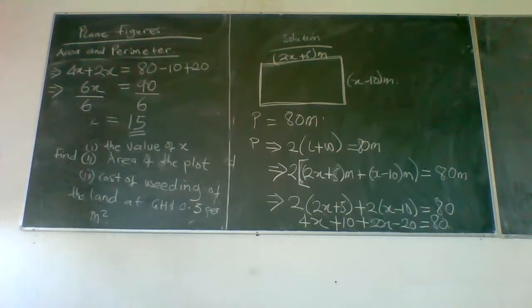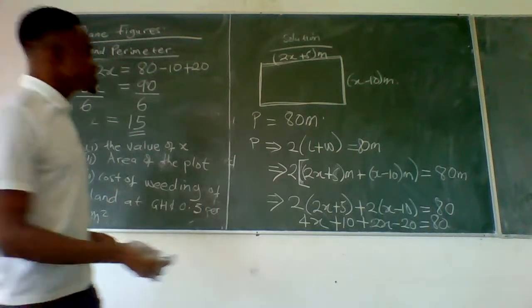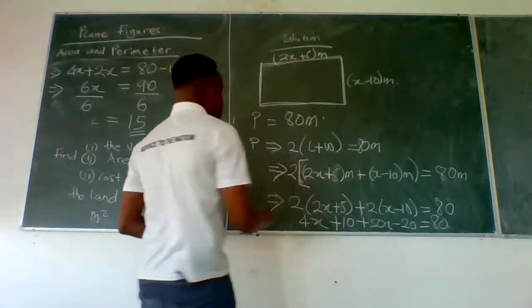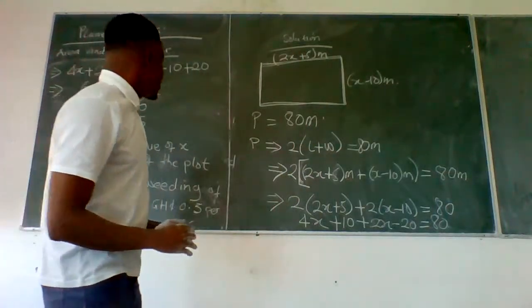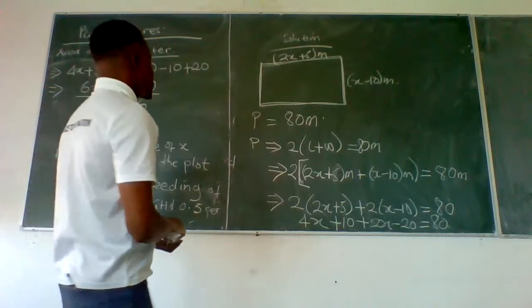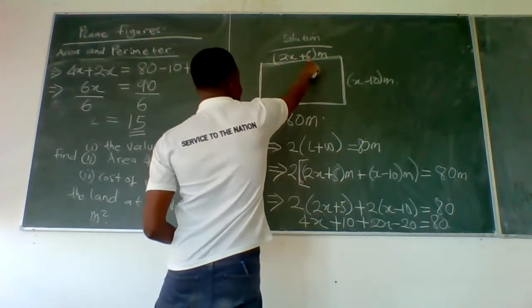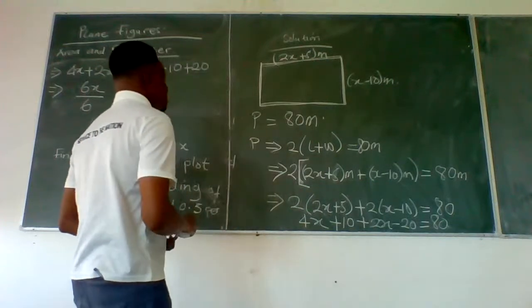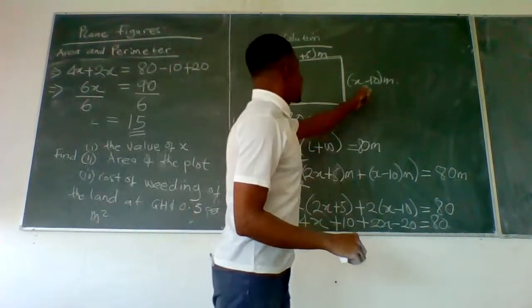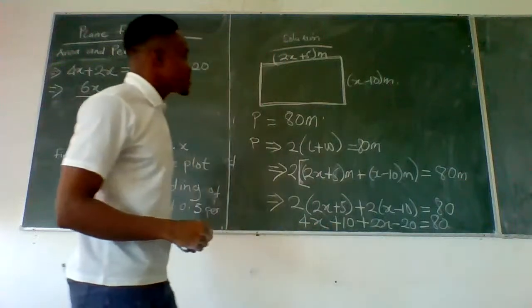So our x here is 15. If you want to know your total length, then wherever you see x, you place your 15 there. So this one will give us 2 times 15, 30 plus 5, will give us 35 as the length, and this one will give us 5 as the width.